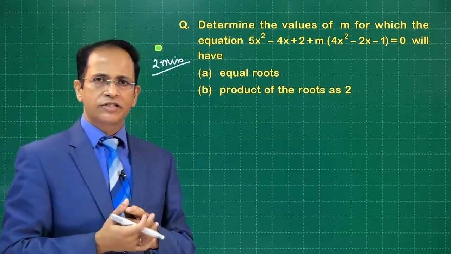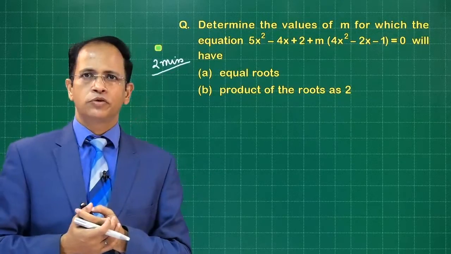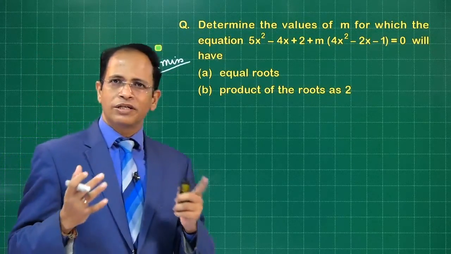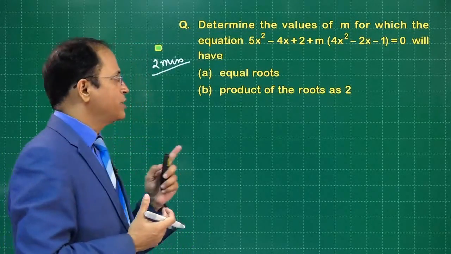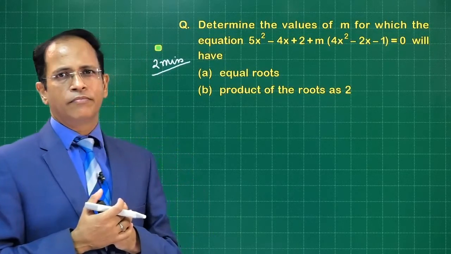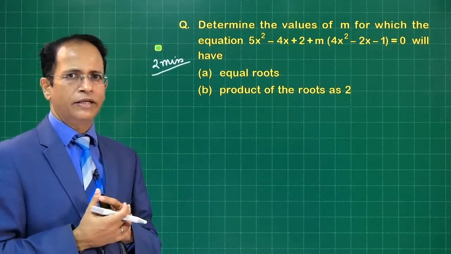You have been given (5x² − 4x + 2) + m(4x² − 2x − 1) = 0, which will have equal roots or product of the roots as 2. So first of all, we need to convert it into a standard form. That is more important.